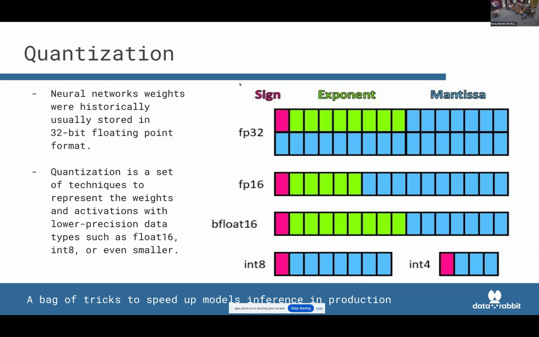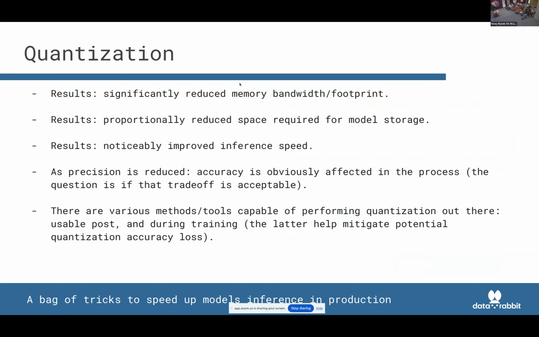The result from quantization is that you are significantly reducing the required memory, but this is also faster, simply because floating point 16 is faster than floating point 32. The int arithmetic is even better for the speed of the processing. The trade-off is that precision is also reduced, so obviously accuracy might be affected in the process, but the question is whether that trade-off is acceptable.